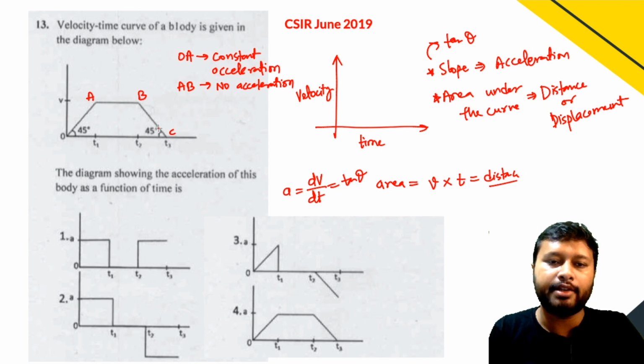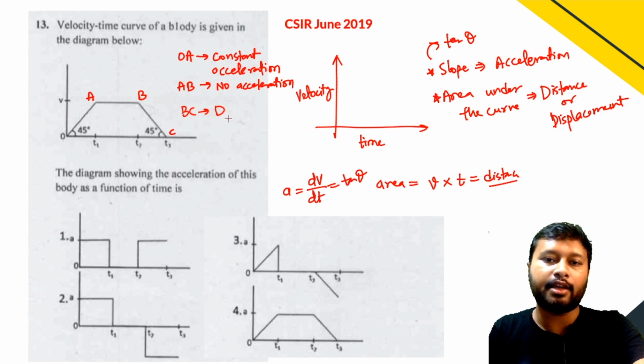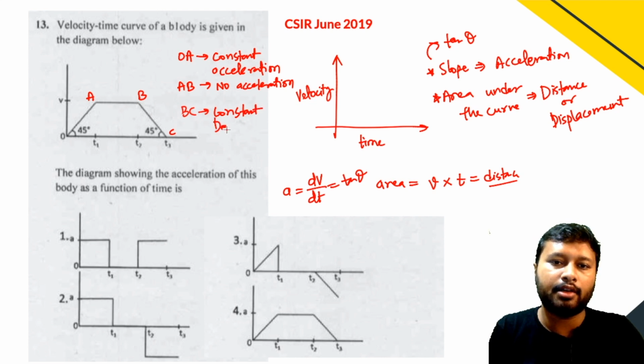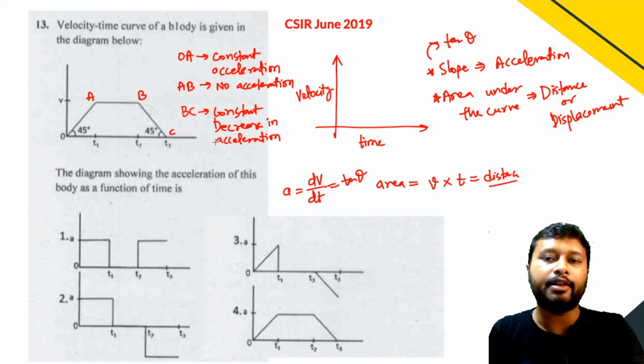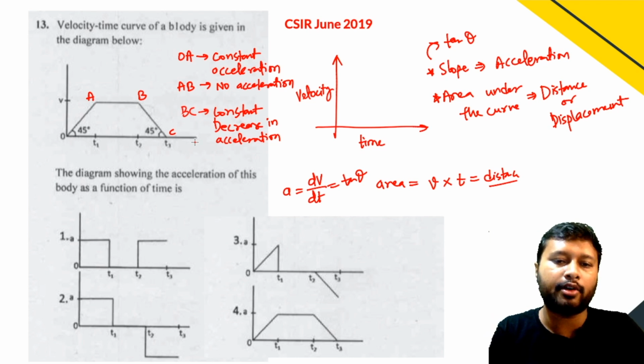What happens between B and C? Now the velocity is decreasing. See, velocity first increased and then decreased. So this is called deceleration, or decrease in acceleration. So between B and C, there is a decrease. And what type of decrease is it? It's again a constant decrease, right? So I will say it's a constant decrease in acceleration. Or you will say that there is a decrease, and the decrease is constant. Now that's what we have to plot.